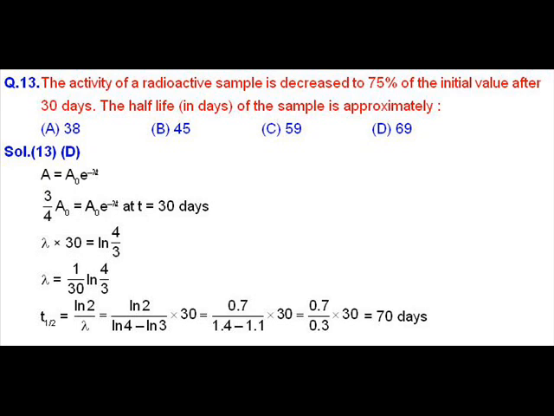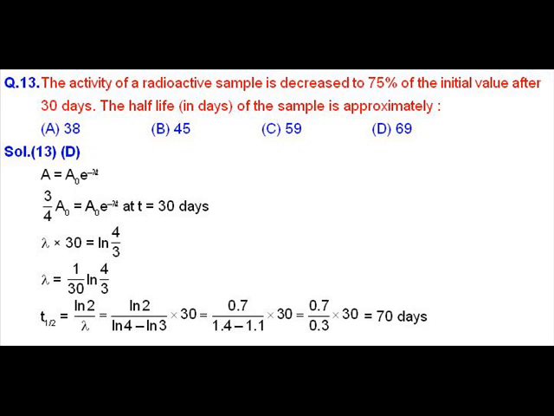As we know, the half-life of a sample can be calculated if we have the decay constant, as half-life is given as ln2 divided by lambda. In order to calculate lambda, we have to utilize the relation A equals A naught into e raised to the power minus lambda t.